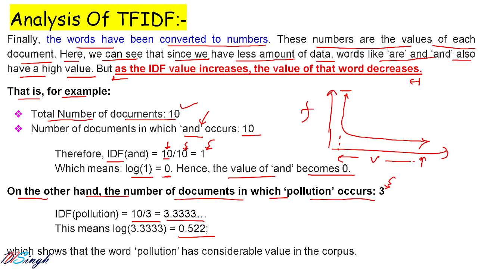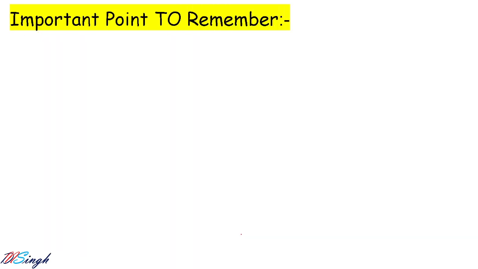So our algorithm is able to tell which words are having higher weightage in the meaning of the statement, and that is what we want, to actually find out the meaning of the text, which shows that the word population has considerable value in the corpus. Okay guys, so I hope you understood this analysis.